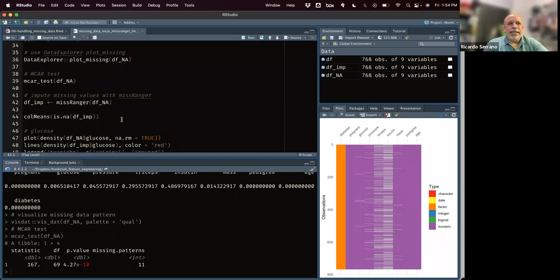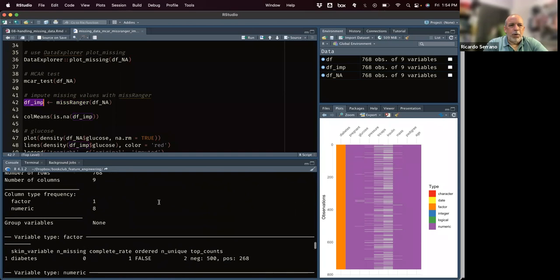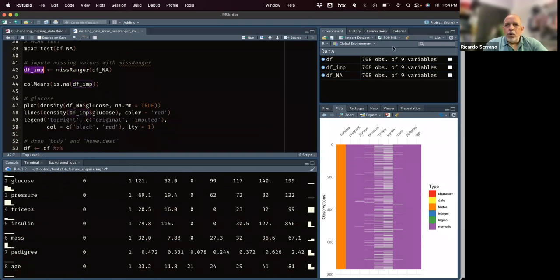So in this one, mistakenly I used the target, but just to give an example of how it works. This is very simple. You just apply the missRanger command from the missRanger package to the dataset, and you will have what is called df_imp, a dataset where the values that were NAs now have imputed values. And this is more or less how it will look. Okay, so how do we know if our imputation is good?